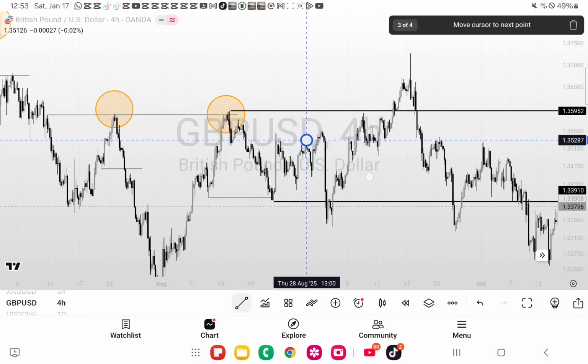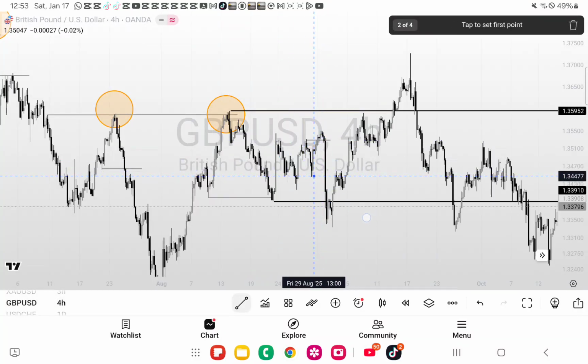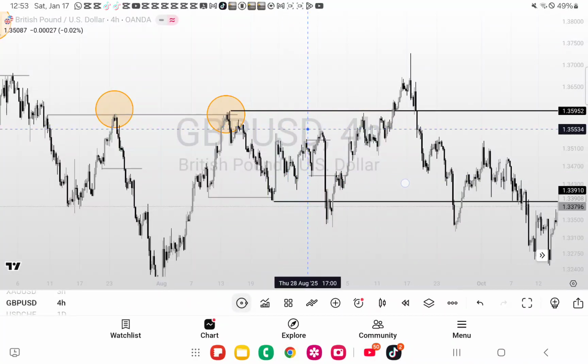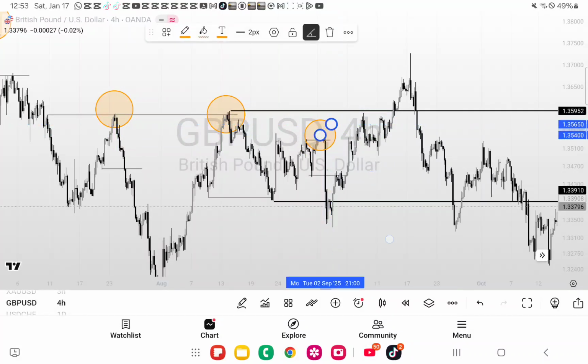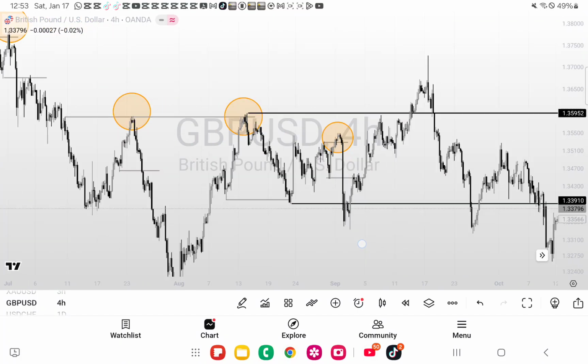So this is another liquidity sweep on this high, and this is a break of structure to the downside. So this is another strong high. We have the 4th strong high. This is another strong high. So we have 1, 2, 3, 4. We have 4 strong highs.